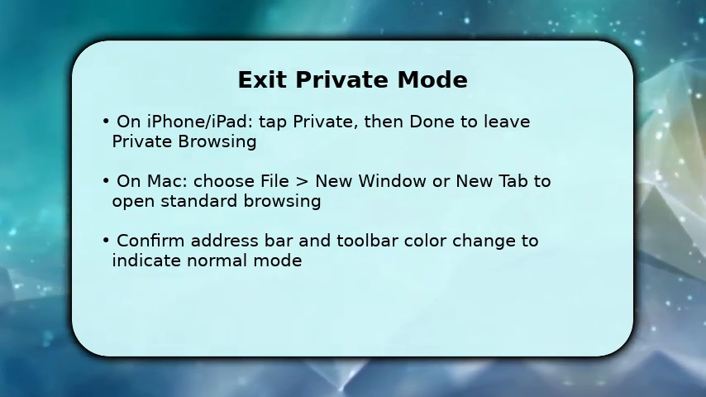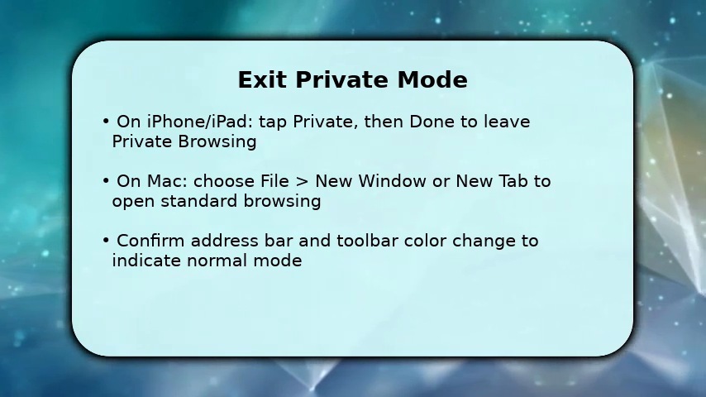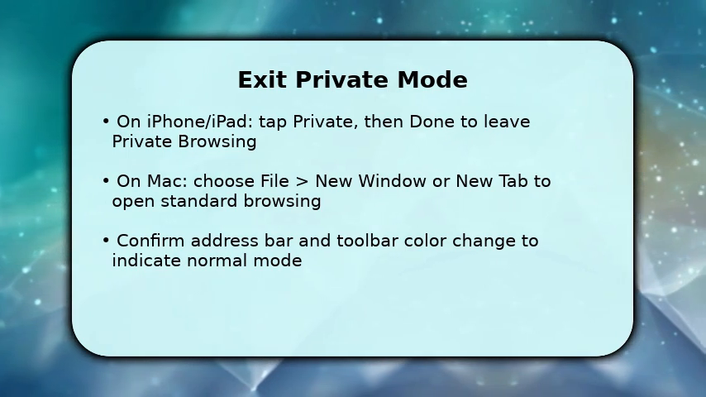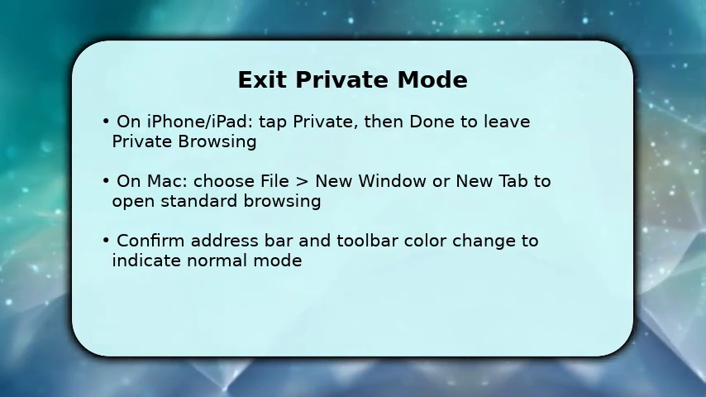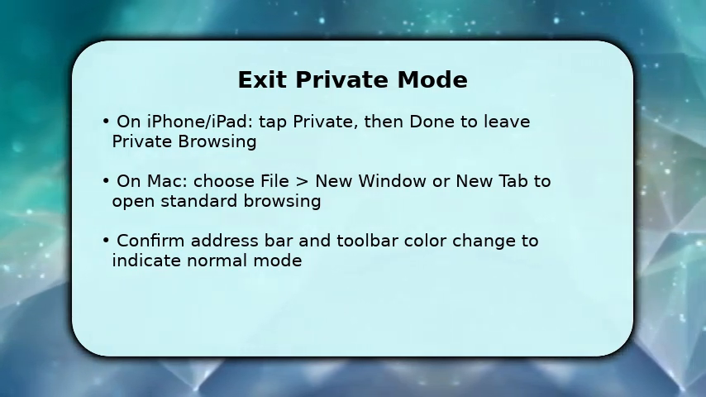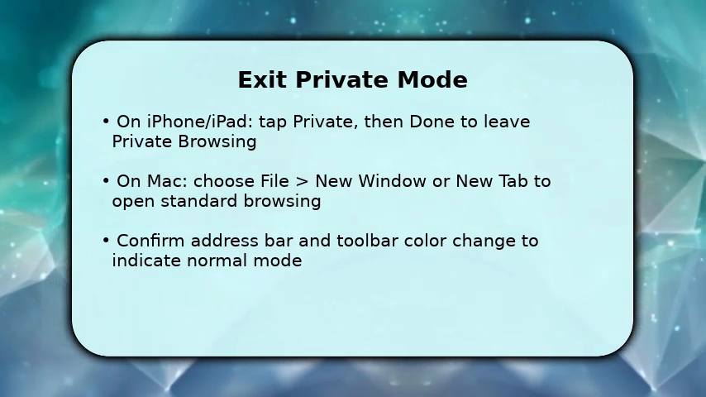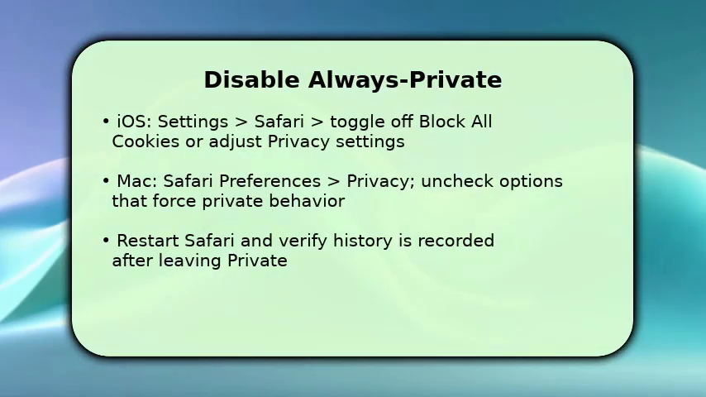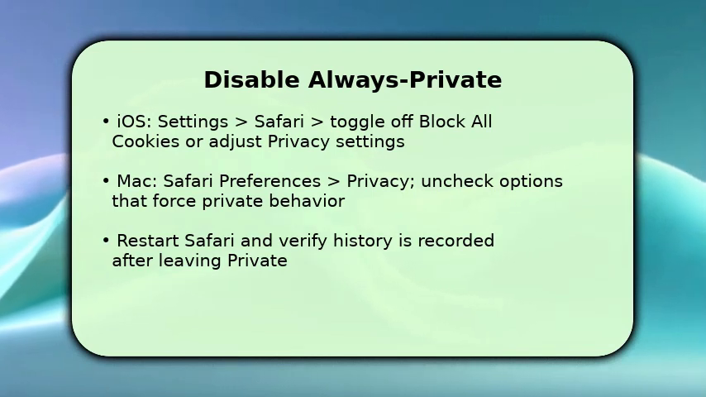On a Mac, open a new window or tab through the File menu or Command N. That creates a standard window outside of private mode. Once done, check the toolbar and address bar color and behavior to verify you're in normal mode, which allows history and cookies to resume. Finally, make sure Safari won't default to private browsing.